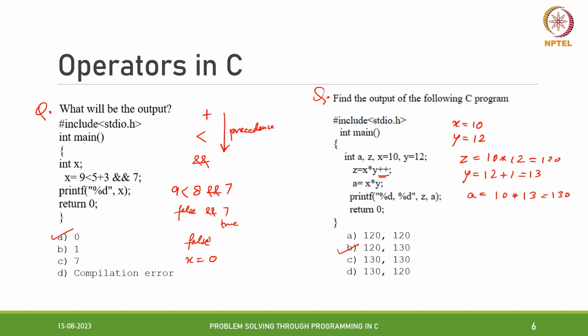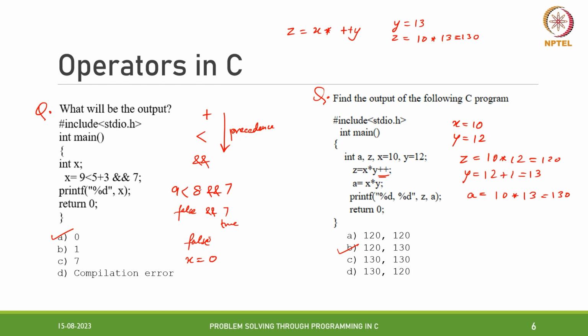If it had been, say, x multiplied by plus plus y, then this would be a prefix or pre-increment operation. Pre-increment means first the increment will happen, and then the other operation will happen. So here y would become 13 first, and then z would become 10 into 13, so this would be 130. So it's about what gets evaluated first. Here the postfix has the highest precedence among everything, so postfix will be evaluated first.